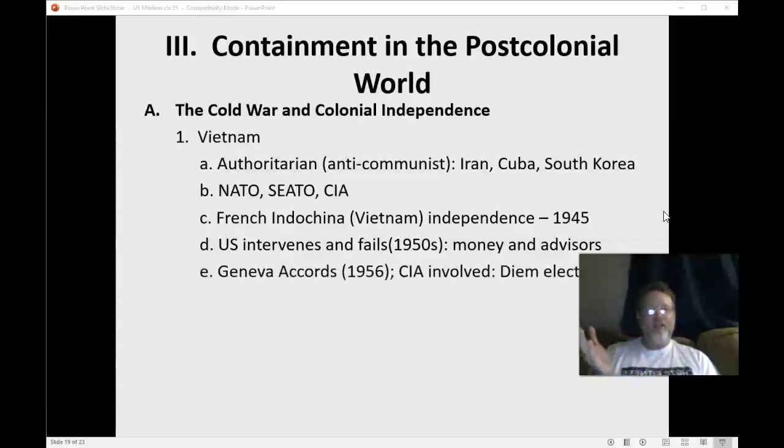Finally, it ends up around 1954 with a peace treaty. Then 2 years later, the Geneva Accords are passed. In 1956, Geneva Accords are passed. The French are defeated. The French finally walk away.